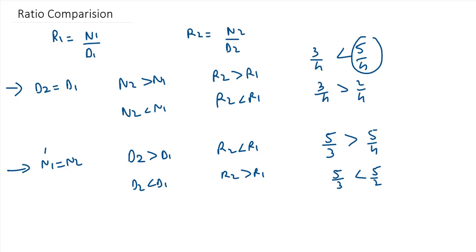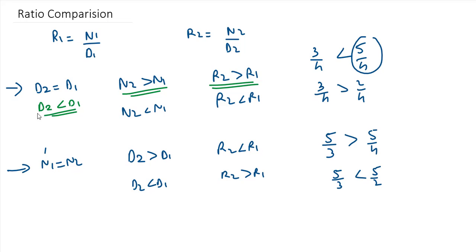Now let us consider what will happen when both the numerator and denominator are changing in opposite directions. So let us consider that your denominator is decreasing and your numerator is increasing. So in this case, the numerator is increasing, N2 is more than N1, and your denominator is decreasing. So D2 is less than D1. So in such a case, the same concept will apply. That is, your second ratio will be more than your first ratio.